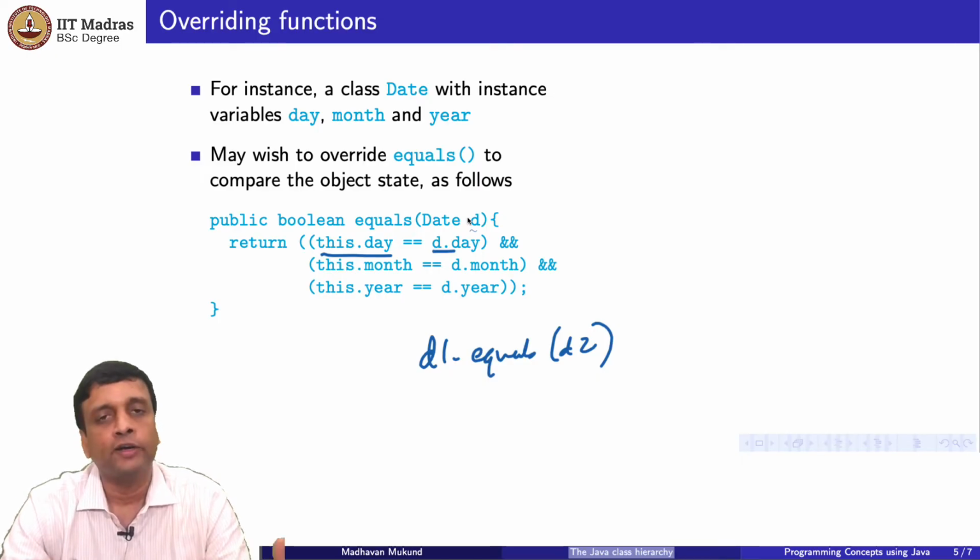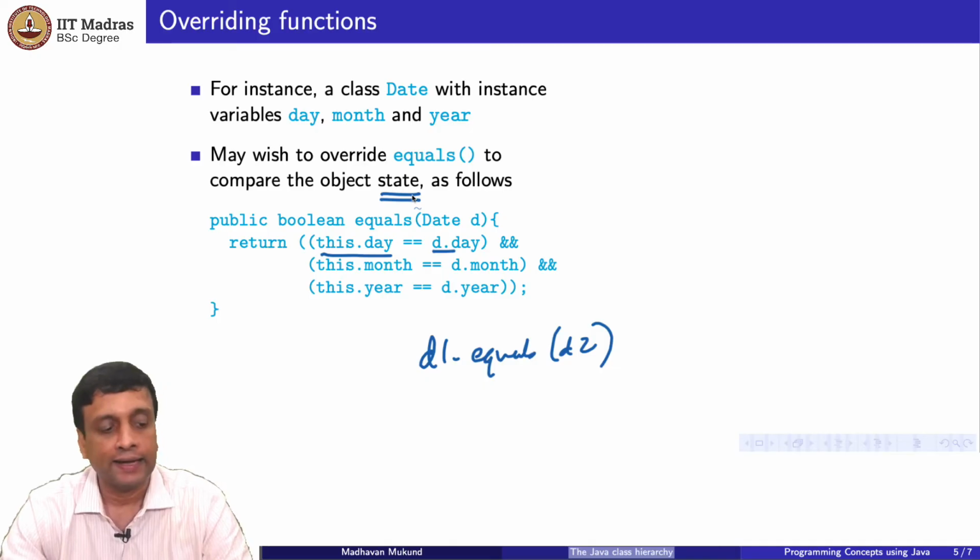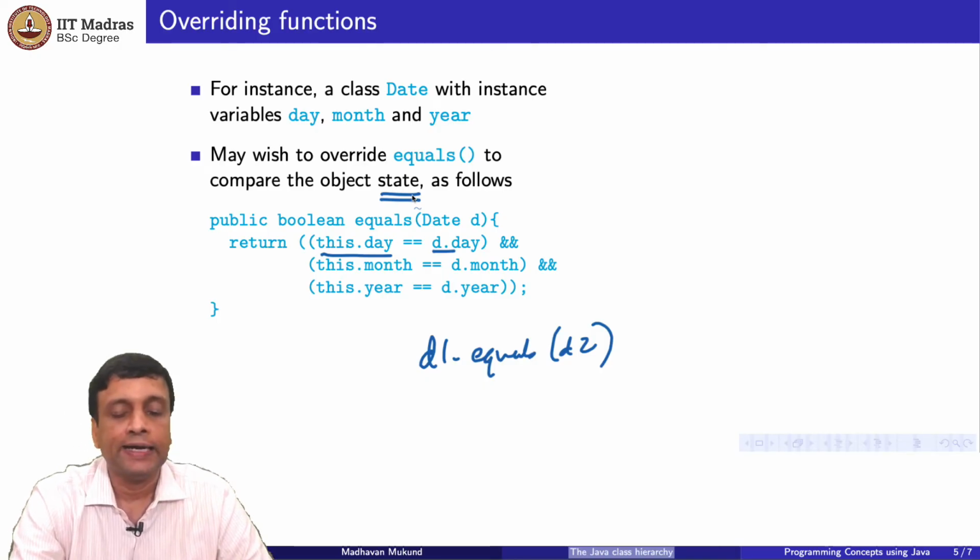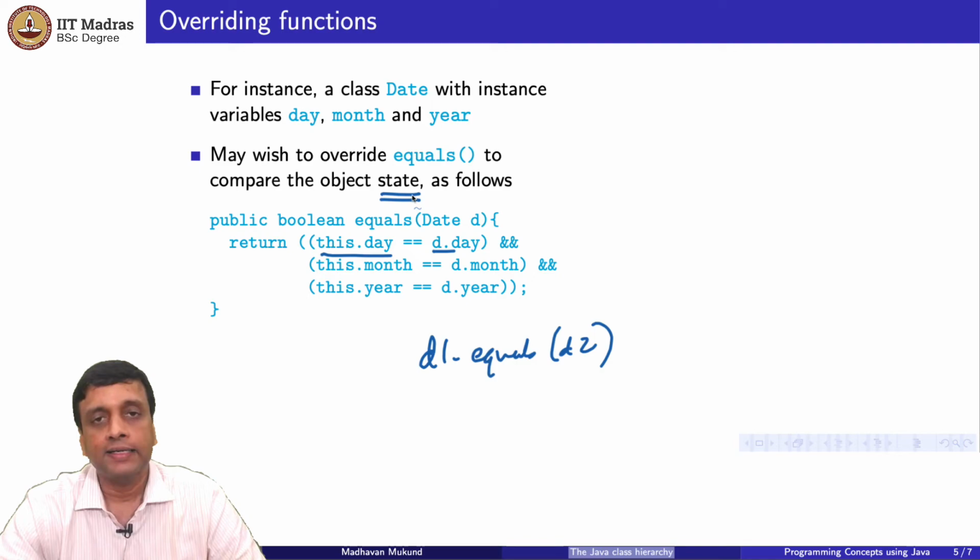So is this dot day equal to D dot day, this dot month equal to D dot month, this dot year equal to D dot year? If all these things are true, then the answer is true, otherwise it's false. So now I'm no longer demanding that this object and D are pointing to the same location in memory, but rather that they have the same state. Remember, the state of a variable is the current settings of all the instance fields in that object.